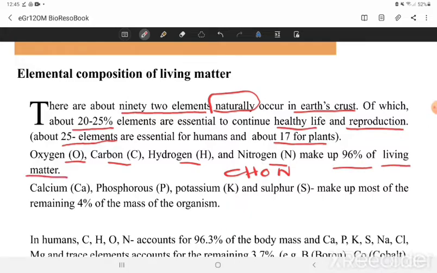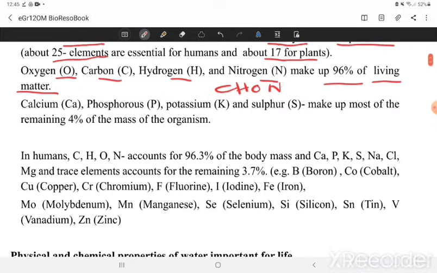Now the next thing: calcium, phosphorus, potassium and sulfur make up most of the remaining 4% of the mass of the organism. Remember the words most of the remaining 4%, which means they don't make up all of the 4%, but they make most of it. So we have calcium, phosphorus, potassium, sulfur.